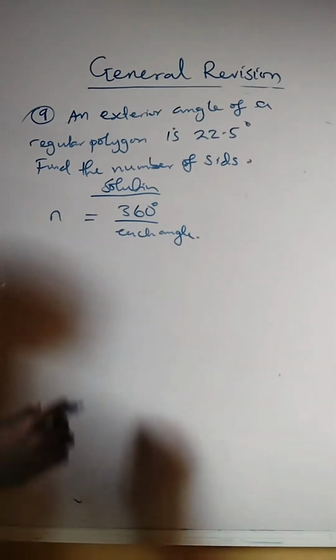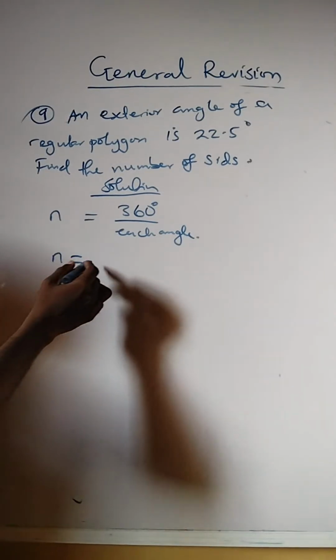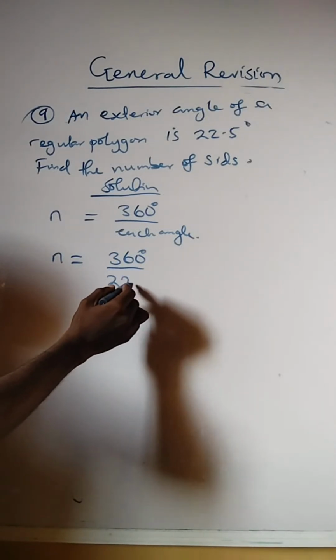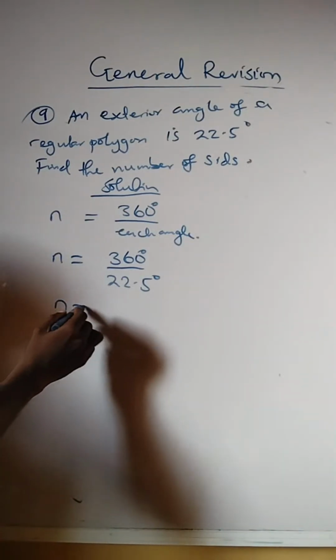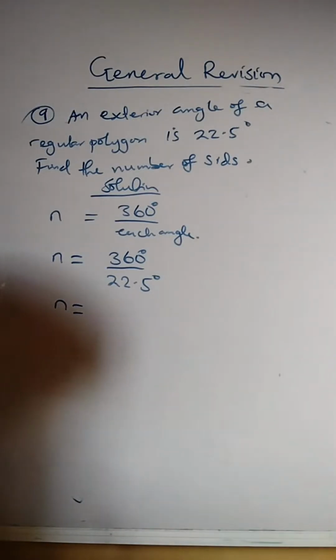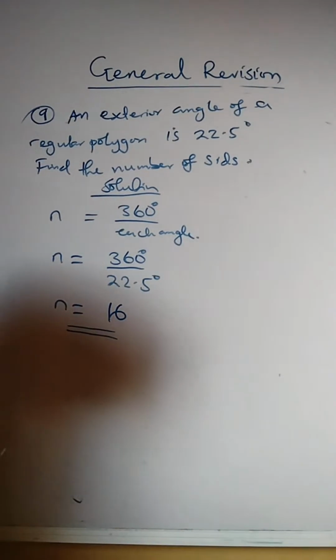Because they said an exterior angle is 22.5, n will now be equal to 360 degrees divided by 22.5 degrees. So we divide this and we get the number of sides. That is, 360 degrees divided by 22.5, and that is 16. So the number of sides for this particular polygon is 16.